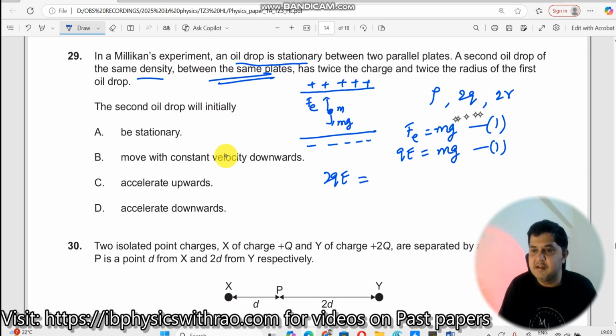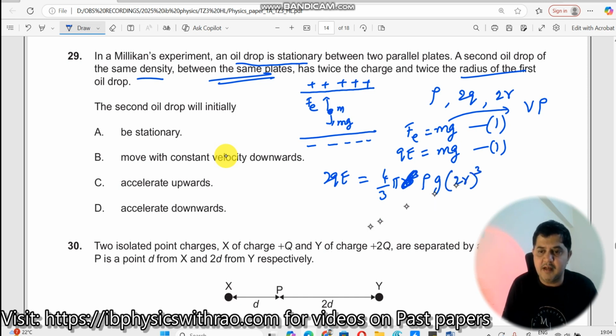How do I write mass? Mass can be written as volume multiplied by density, right? Volume is given by 4 by 3 pi r cubed, and the density is the same, multiplied by g over here. Now what has happened to the radius? The radius has become twice. So this should now become 2r the whole cube, which should now be equal to 4 by 3 pi r cubed rho g into E over here.